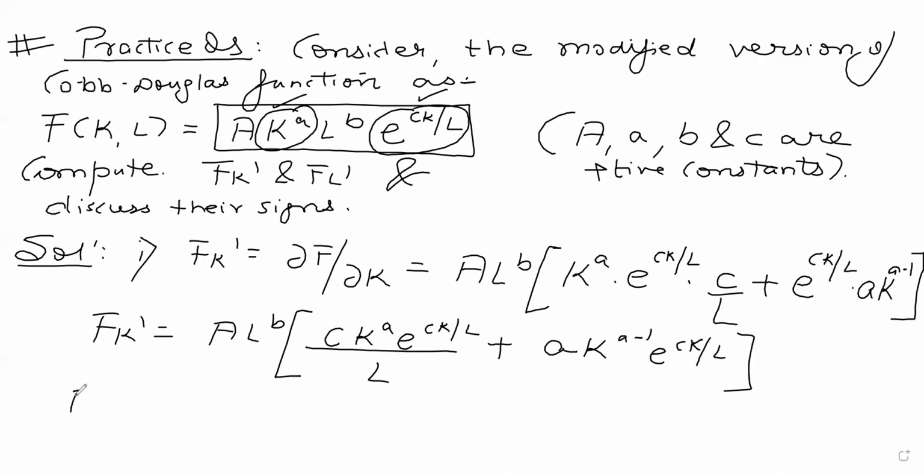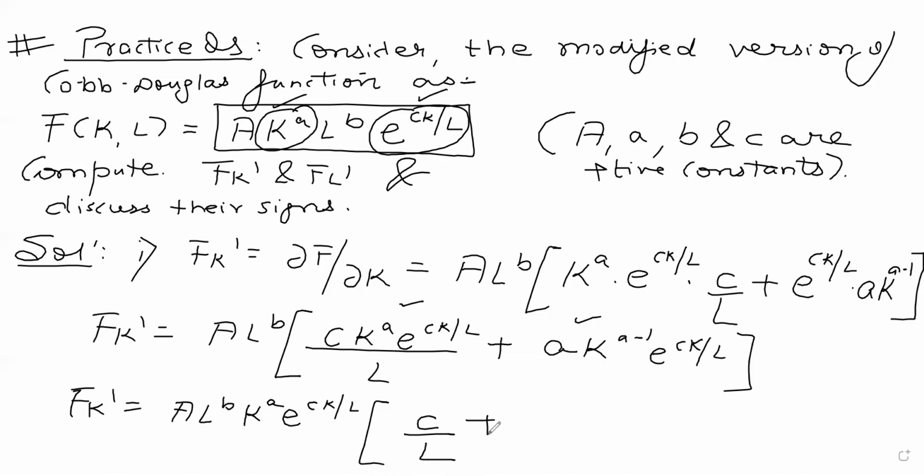Now we can take things common from this expression and this expression. I can take k to the power a common and I can take e to the power ck by l common. So I am left with c by l plus, I am left with a, and I have taken k to the power a common, so this is k to the power a minus 1, that means a by k. This is what I get inside when I take things common.